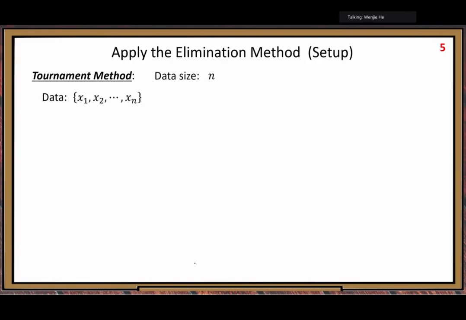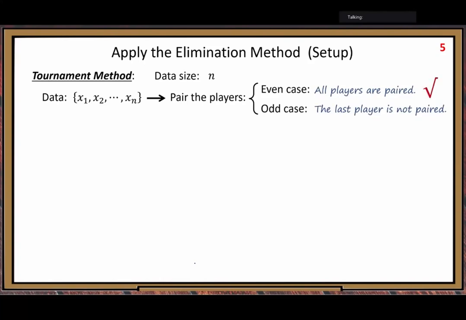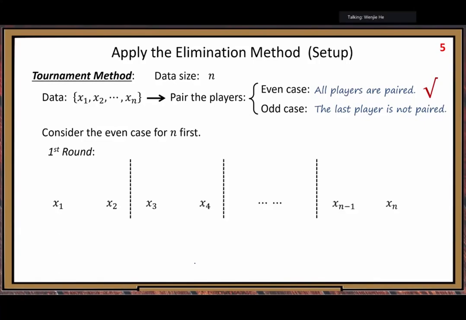So for the data, the size. Then we pair the players, the even case this time. Okay? All right. For the even case, we do pairs like this. In the first round, x1, x2 is the first pair. We do one comparison. Okay? x3, x4, second pair. Second comparison, okay? Then all the players can be paired, and we do one comparison between two players in the pair, okay?